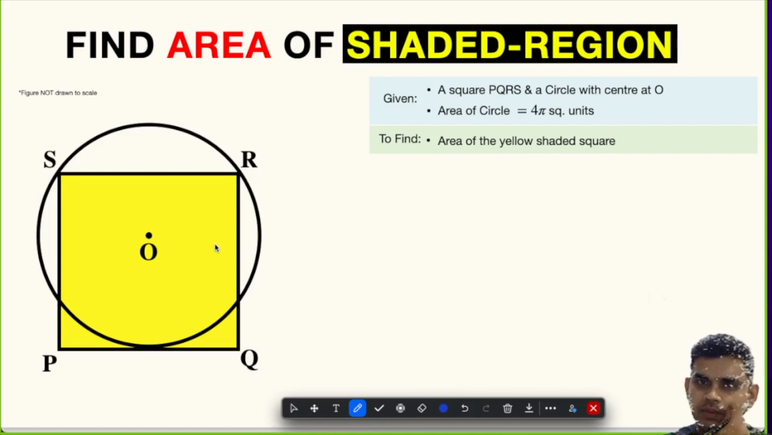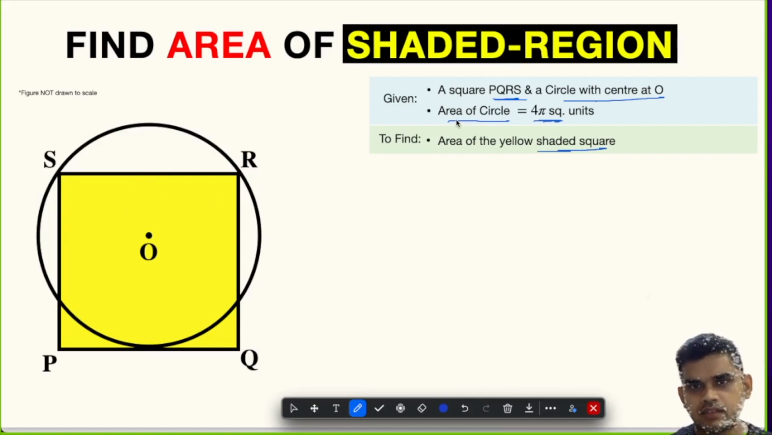So let us quickly look at the question. It is given that we have a square PQRS and a circle with center at point O. Area of the circle is given as 4 pi square units and we are asked to find the area of the yellow shaded square. So mind it that this PQRS is a square.